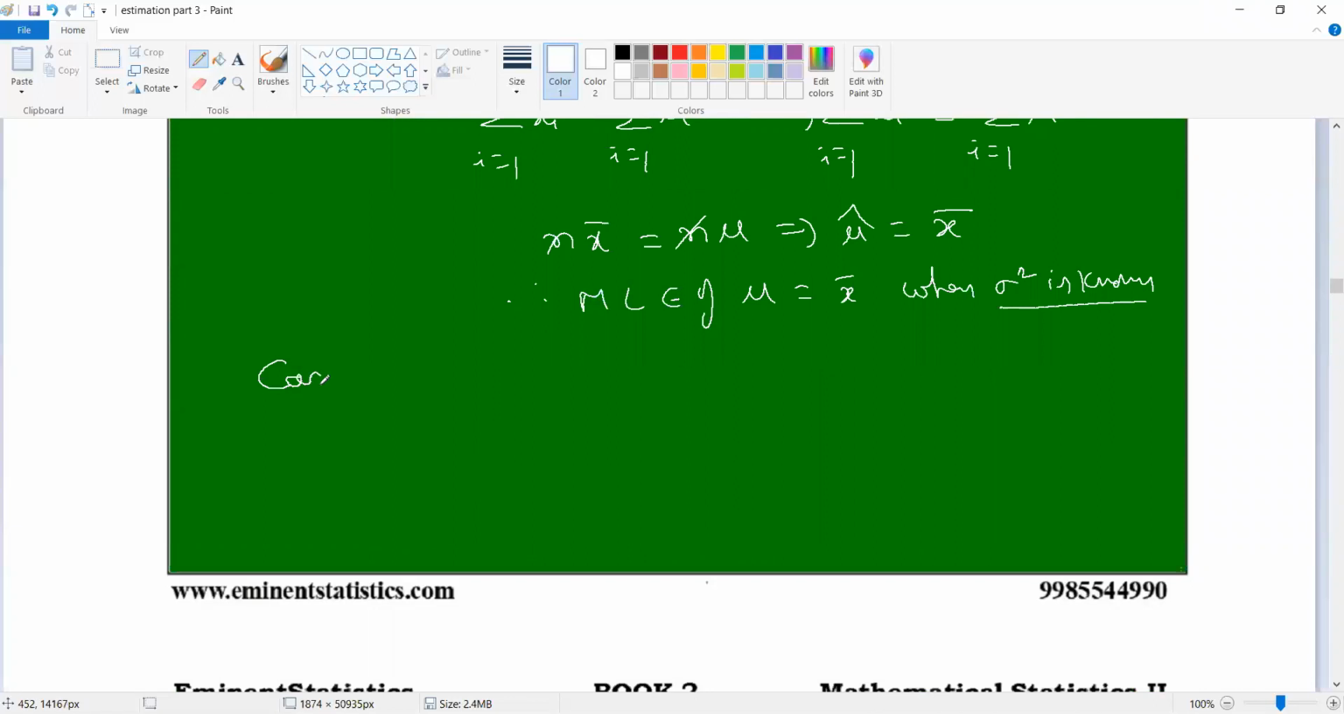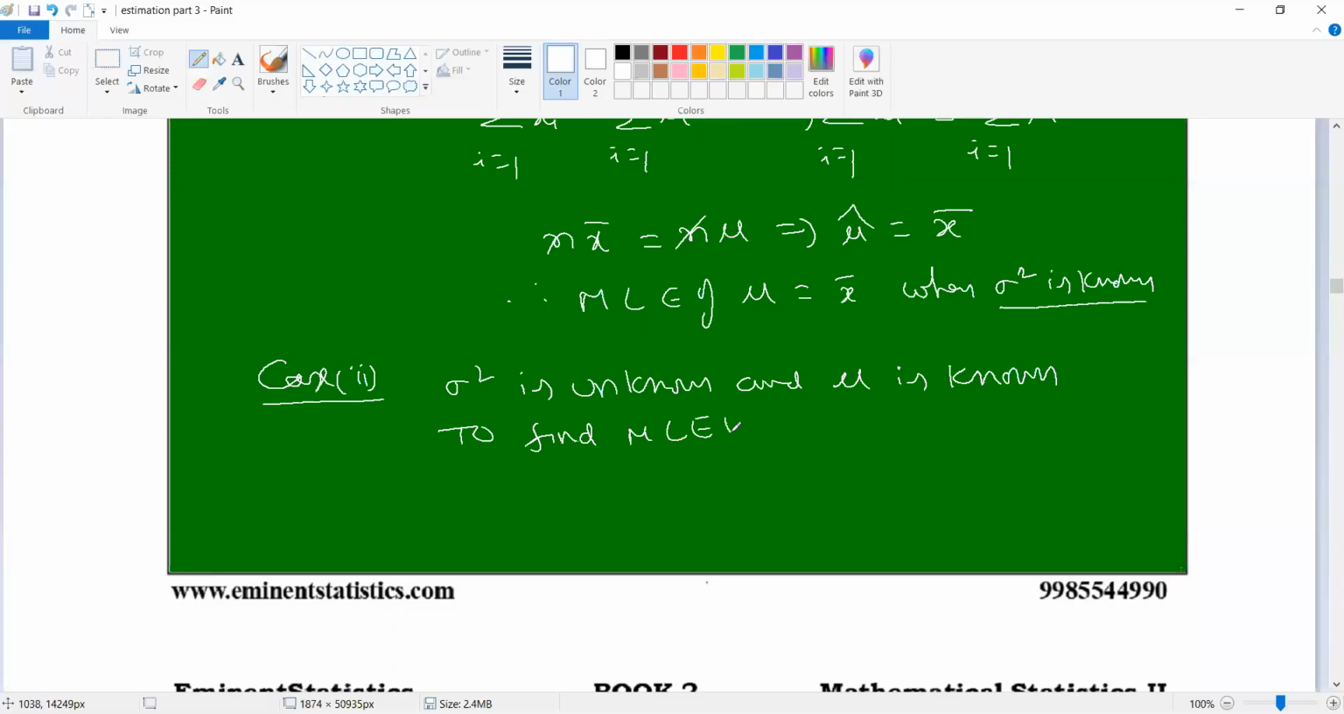Next, case 2. Sigma square is unknown and mu is a known value. Mu is known, to find the MLE of sigma square.